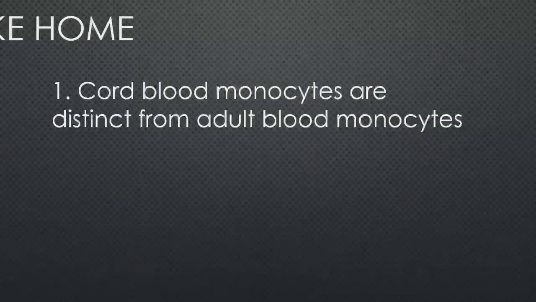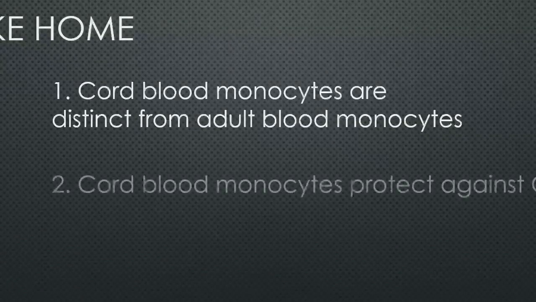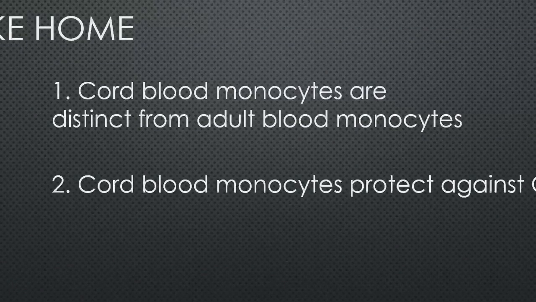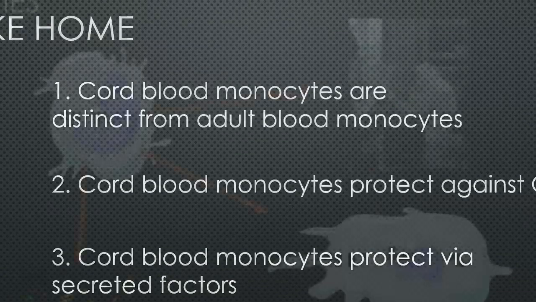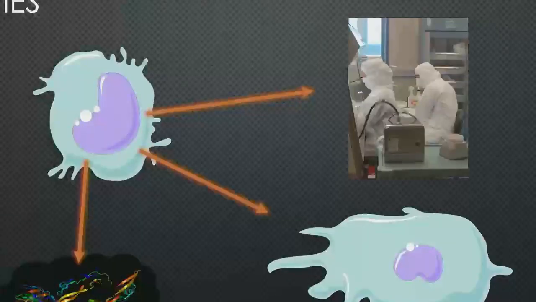So cord blood monocytes, they're distinct from adult blood monocytes. They protect in our model of oxygen and glucose deprivation. And cord blood monocytes, they offer this protection by secreting some factor. And we'll explore this later on in the next part of this talk here.